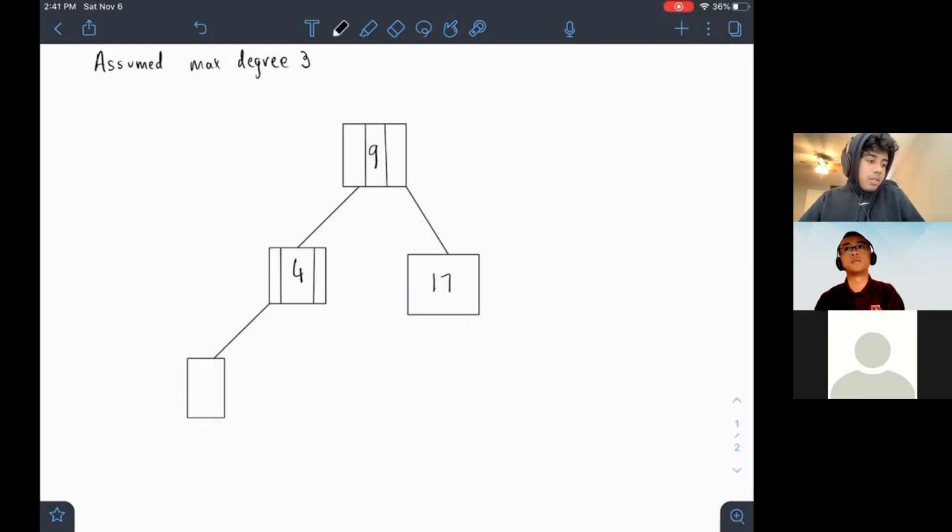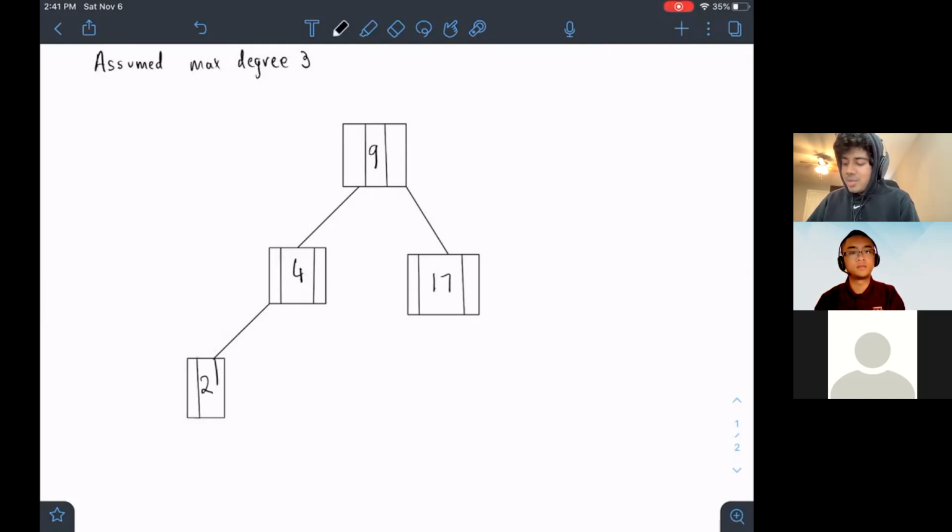Oh, Jordan disconnected. Okay, I'll continue drawing. Let me draw 2 and 6. I'll just draw the pointers out even though it's empty. Yeah, I think that's good.